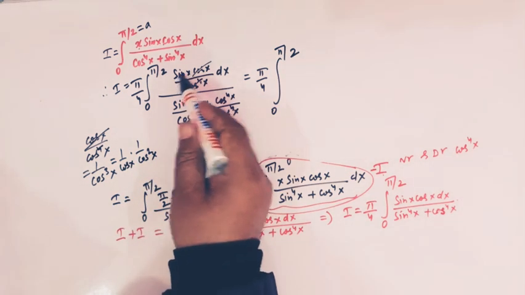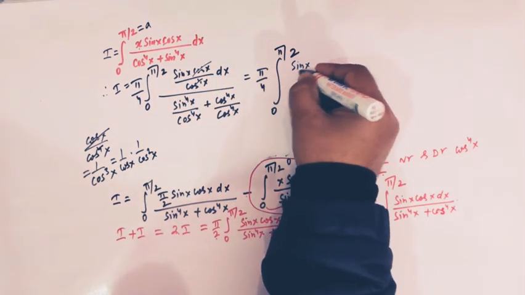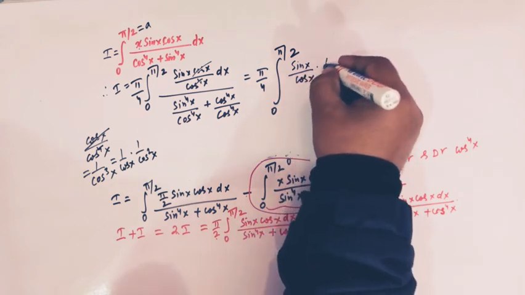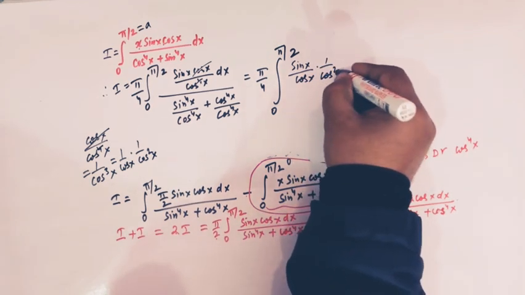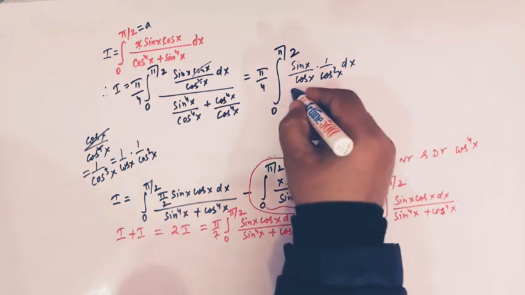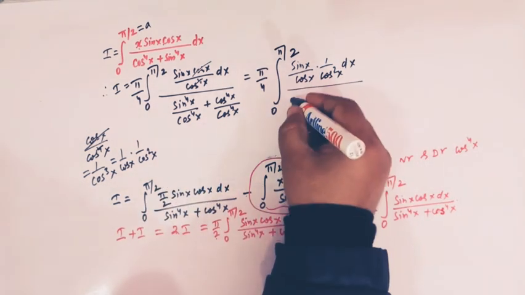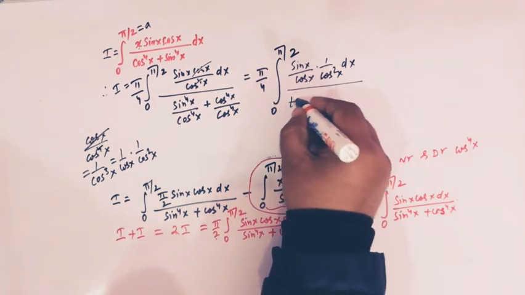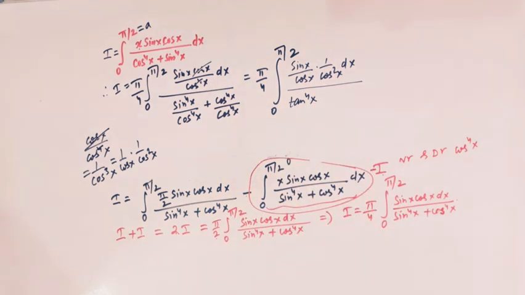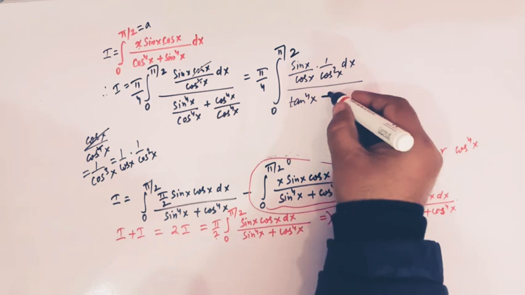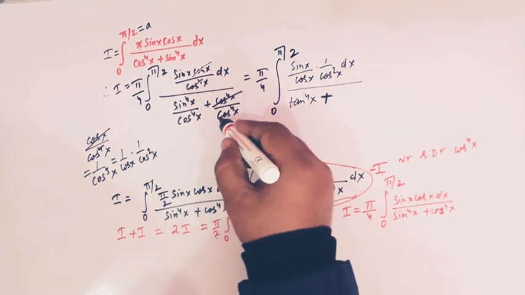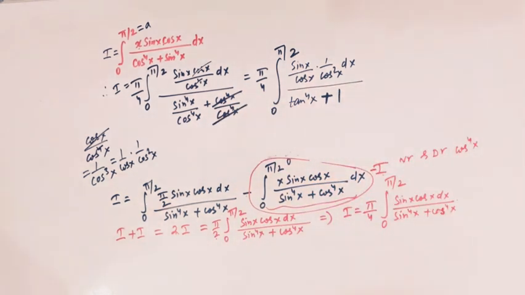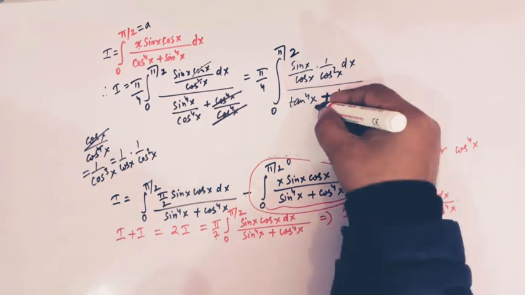So here we have now sine x over cos x times 1 over cos square x dx, right? And in the denominator we have sine raised to 4x over cos raised to 4x, which is tan raised to 4x, right? Okay. So now here cos raised to 4x and cos raised to 4x get cancelled. So now we have 1 plus tan raised to 4x, right?